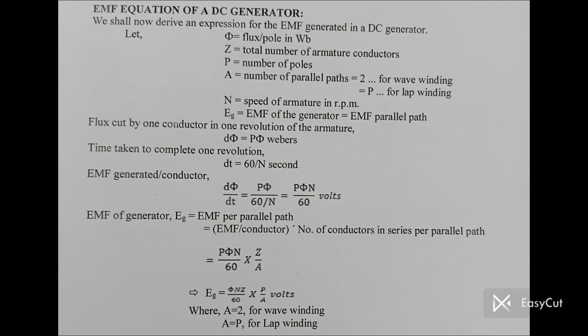Now let's find the total EMF of the generator denoted by Eg. It is equal to the EMF per conductor multiplied by the number of conductors in series per parallel path. That is, Eg equals P phi N by 60 multiplied by Z by A. So the final equation becomes Eg equals phi times N times Z divided by 60, then multiplied by P by A, volts, where A equals 2 for wave winding, A equals P for lap winding. This is the standard EMF equation of a DC generator. It helps us understand how voltage is generated based on machine construction and speed.